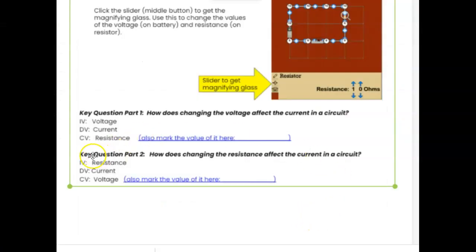So let's go down to the second part, key question part 2. How does changing the resistance affect the current in a circuit? So it's affecting the current, so the current is still going to be the dependent variable. The voltage is going to be our constant, and the resistance is going to be our independent variable. So we're going to be changing the resistance at a constant voltage and seeing what that does to the current. So let's go back and set up a spreadsheet to capture that data again, and we'll go from there.